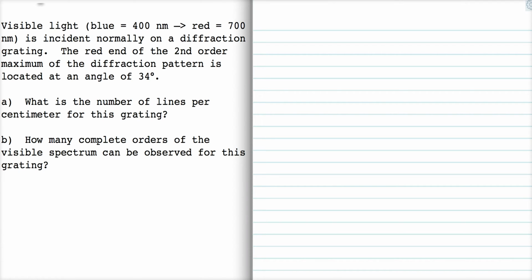Okay, so we're dealing with a diffraction grating here, and the way these work is that you have light incident normally on the diffraction grating, and then it bounces off in such a way that the blue light and the red light bounce off at different angles, and you get multiple orders of the spectrum, like this. Okay, so this would be the first order, this would be the second order.